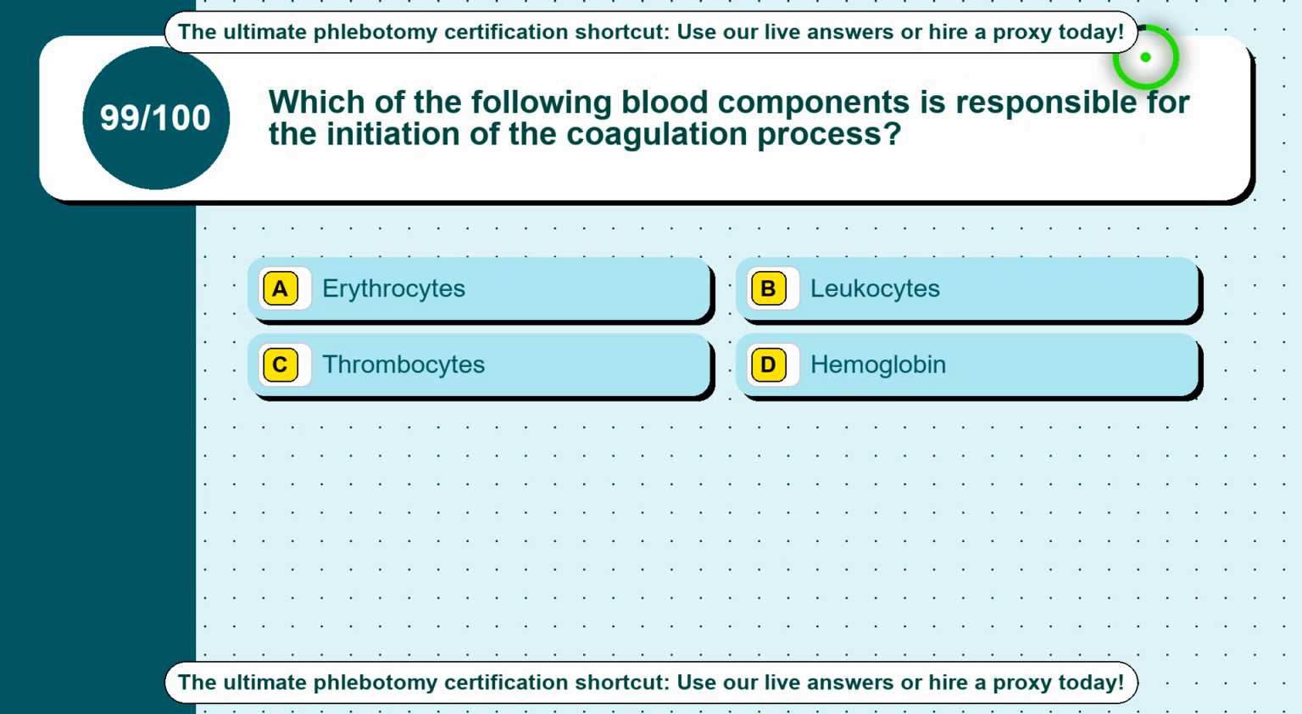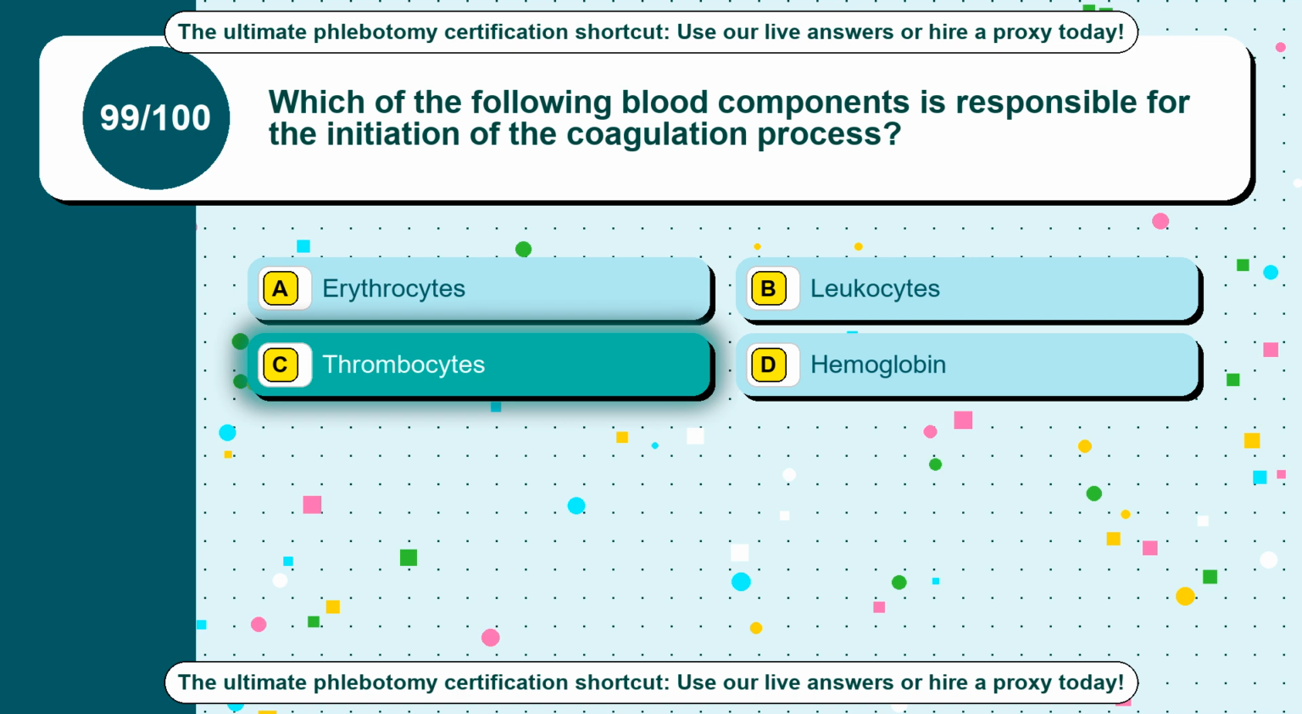Question 99. Which of the following blood components is responsible for the initiation of the coagulation process? Option A. Erythrocytes. Option B. Leukocytes. Option C. Thrombocytes. Option D. Hemoglobin. The correct answer is option C.